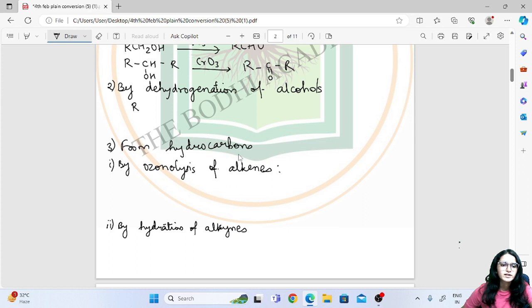So if I take primary alcohol RCH2OH, dehydrogenation means what? Removal of hydrogen. Okay, so here you can take any metal, that is copper or silver, and temperature used is 573 Kelvin. So primary alcohol on dehydrogenation using this copper will give us RCHO, that is the corresponding aldehyde. Then same thing, RCHOH in presence of copper at 573 Kelvin will give us ketone.